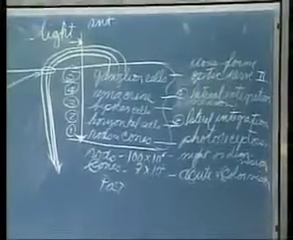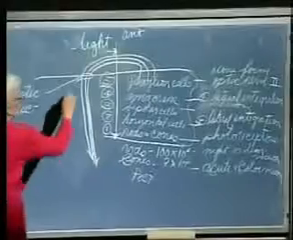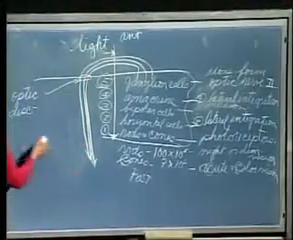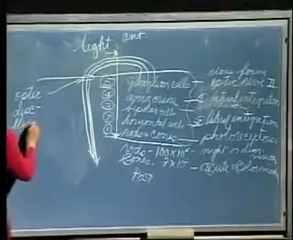What's another term for the optic disc? The blind spot. Because you can see there are no photoreceptors here. It's just neural tissue passing through, nerve fibers. So this is our blind spot.